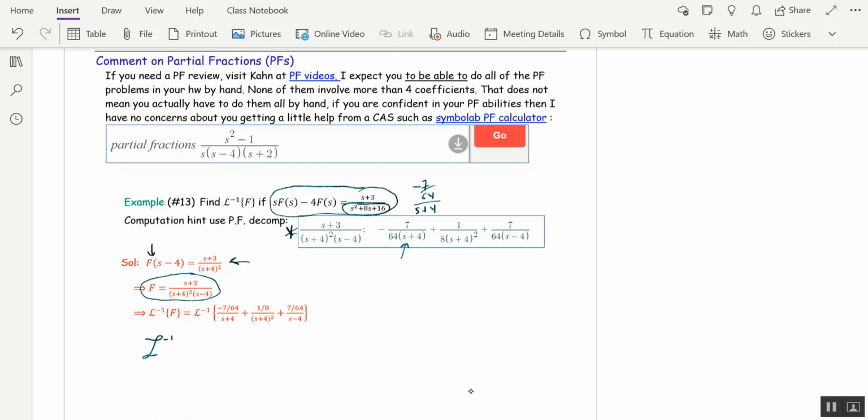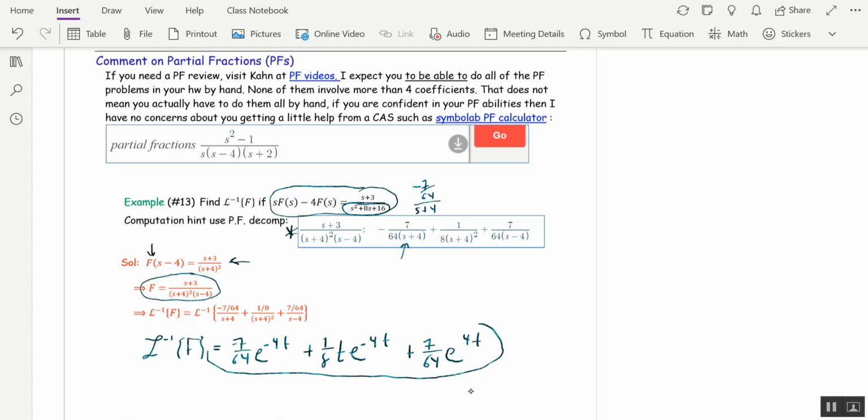So L inverse of big F is, you can just read right off our table. This first one is going to be negative 7 over 64 e to the negative 4t. The next one, it's going to be 1/8 t e to the negative 4t. And then the last one, plus 7 over 64 e to the 4t. And that's my answer. And so this was number 3, and this was indeed number 4. Okay, and that is the end of this section.